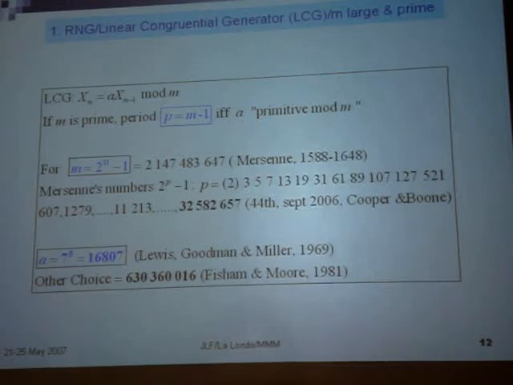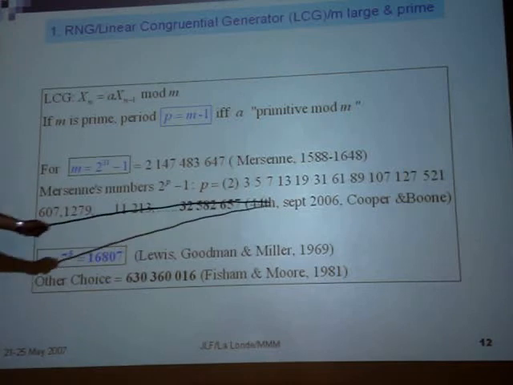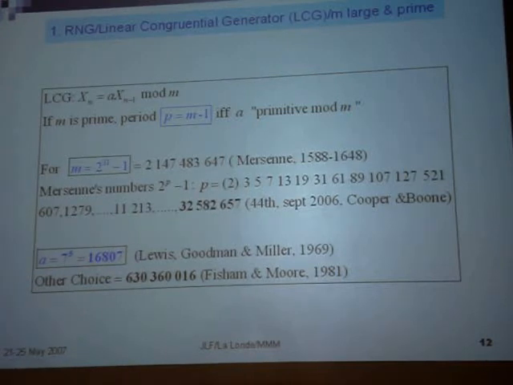And there is a big competition throughout the world to compute the largest Mersenne number, because it's largely used in cryptography, to break codes. And the last one was discovered in September 2006 by Cooper and Boone. So it's 2 to this power minus 1. I don't tell you how many digits, it's impossible to tell. And the A corresponding to this is 7 to the power 5.